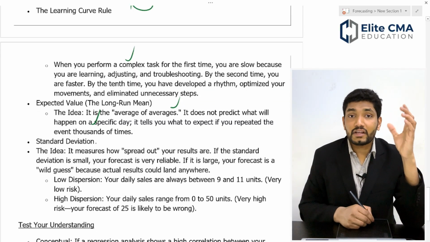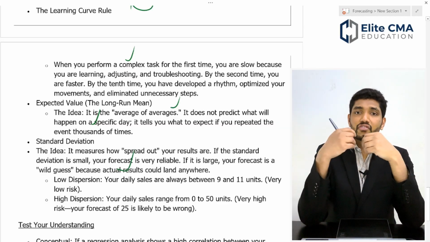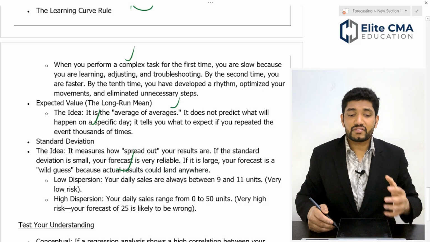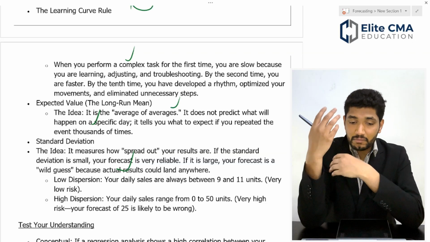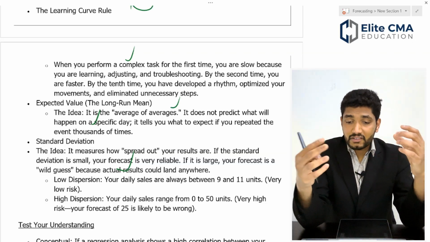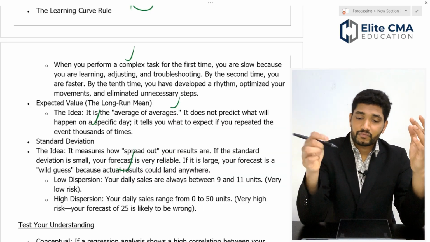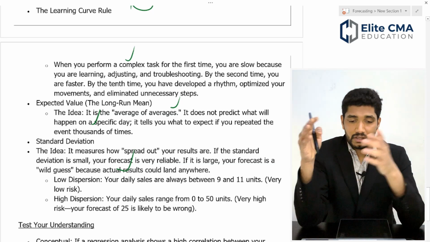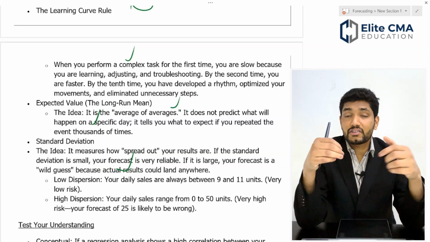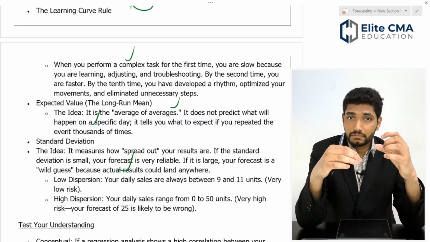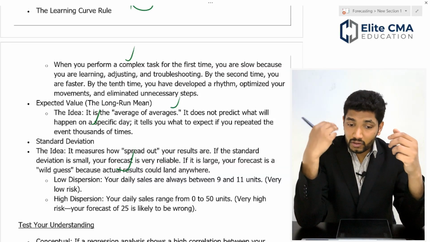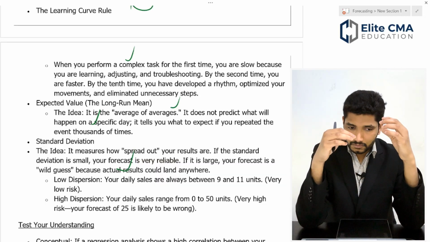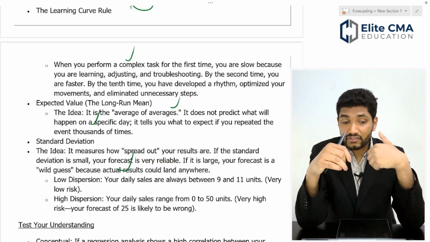Then the concept of standard deviation. Standard deviation measures how spread out your results are. If the standard deviation is small, your forecast can be more reliable. If it is large, your forecast is a wild guess. What is standard deviation? It is the deviation from the standard to each number. Once your standard deviation is very low, you can assume that your forecast is more reliable. And if it is very high, you have to assume that your forecast is a wild guess.